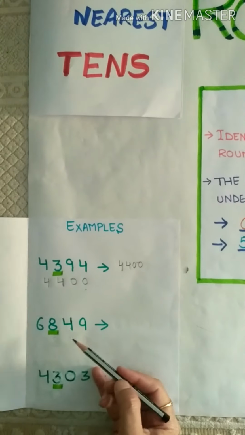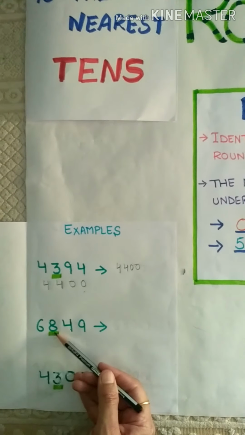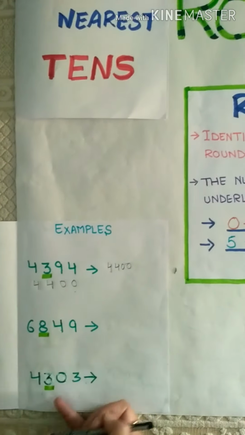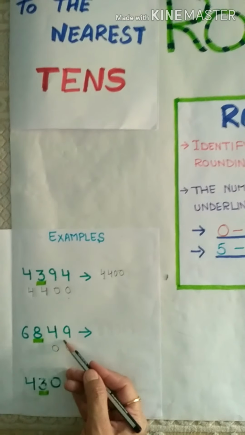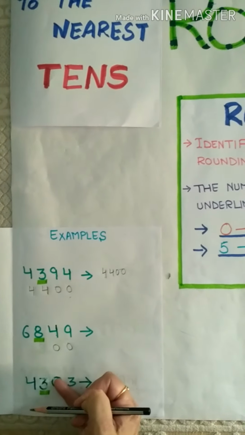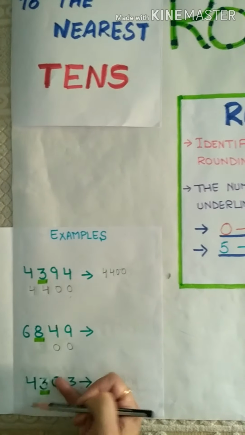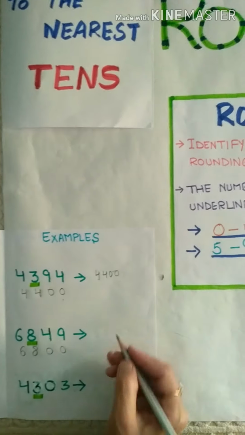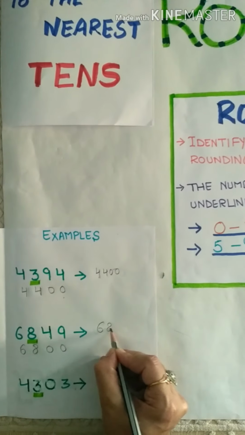Now move to the second example, 6849. Again find out the digit at the 100 place. Here the digit is 8. Now write 0 at the ones place and tens place. Then the second step is to see the number at the right side. Here at the right side of the underlined digit there is 4, which is less than 5. So what do we have to do? Yes, I will not add anything to this digit. So it will remain the same, and the rest of the digits will also remain the same. So the answer is 6800.